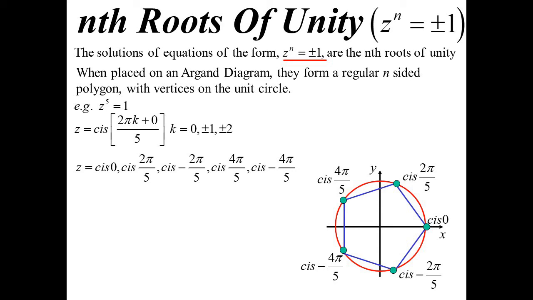Oh, hang on, before I move on, a bit of debate with this one. If they were to say, write your answers in mod arg form, and of course one of the answers is 1, I suppose technically you should really write that as cis 0, because 1 is not in mod arg form, but cis 0 is. So it just depends. If they don't ask you to put it in mod arg form, then you're probably going to just write 1 as the answer.